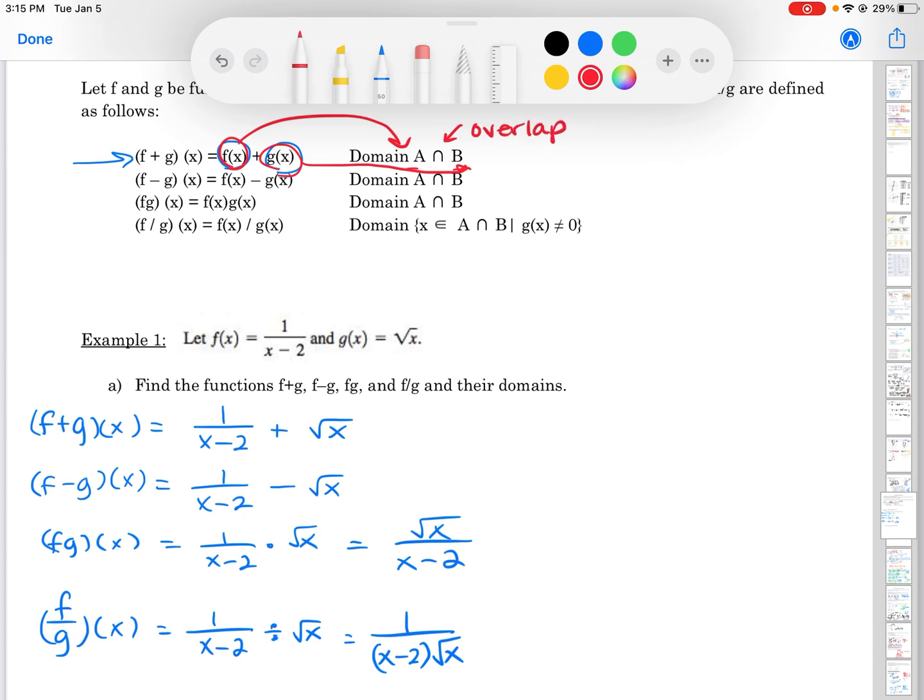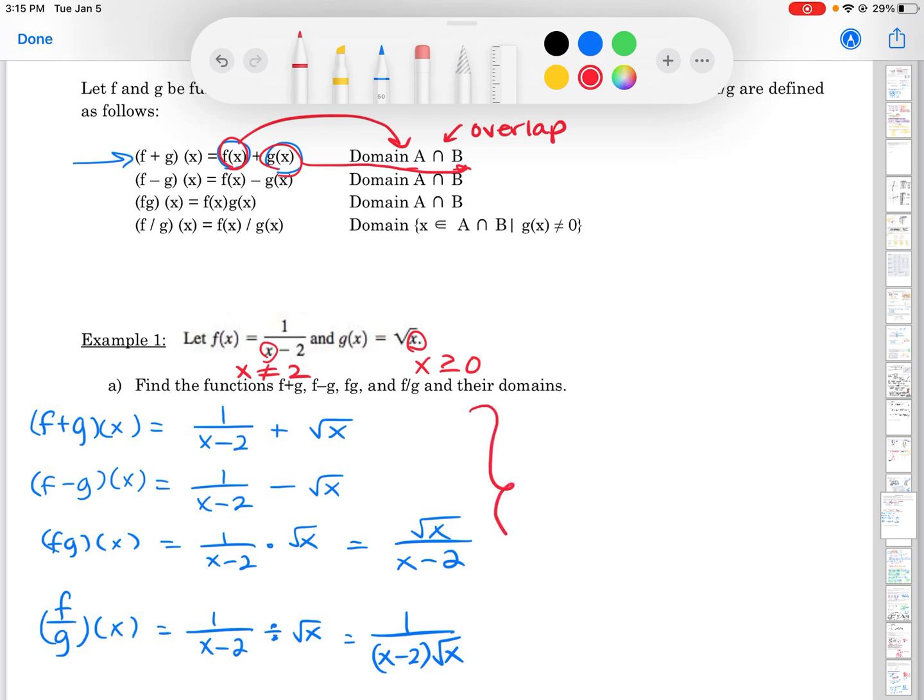So let's take a look at what the domains of the functions are separately. f of x is equal to 1 over x minus 2. For the domain there, we just have to account for the fact that the denominator can't be 0, so x cannot equal 2. Here we have a square root, which means that the inside, x, has to be greater than or equal to 0. Both of those rules need to be followed in order to get the domains for these functions.